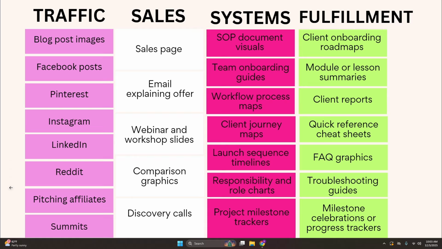Next is systems. So that could be SOP document visuals, team onboarding guides, workflow process maps, client journey maps, launch sequence timelines, responsibility and role charts, and project milestone trackers. Those are all great ways to use infographics for systems. And then finally, fulfillment. We have client onboarding roadmaps, module or lesson summaries, client reports.